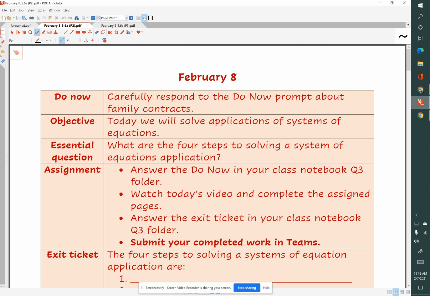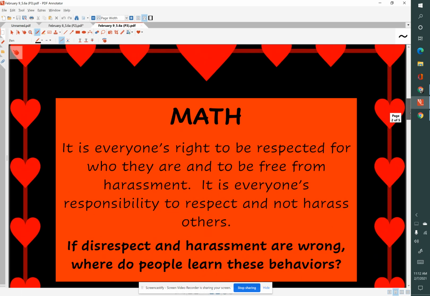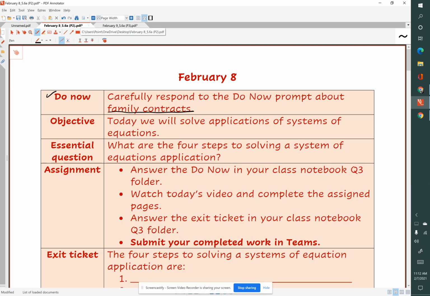I just want to make a note, we are still map testing. So I will see each one of my algebra classes, one class on Monday and one class on Tuesday. The same lesson both days. The only thing that's different is the do now prompt. The Monday folks have a do now prompt that talks about family contracts. And the Tuesday class, the fifth period class, has a do now that talks about disrespect and harassment.